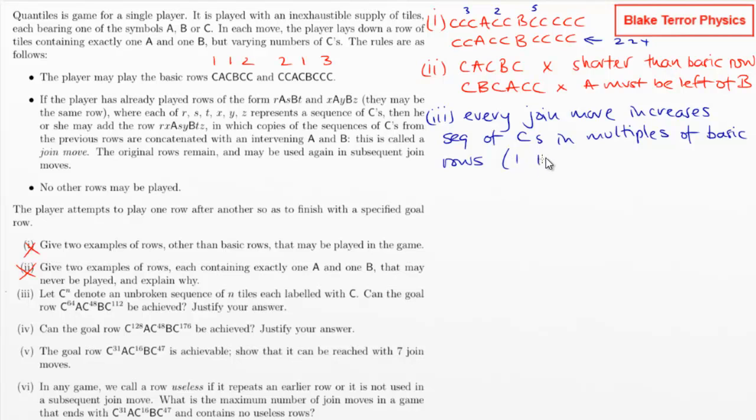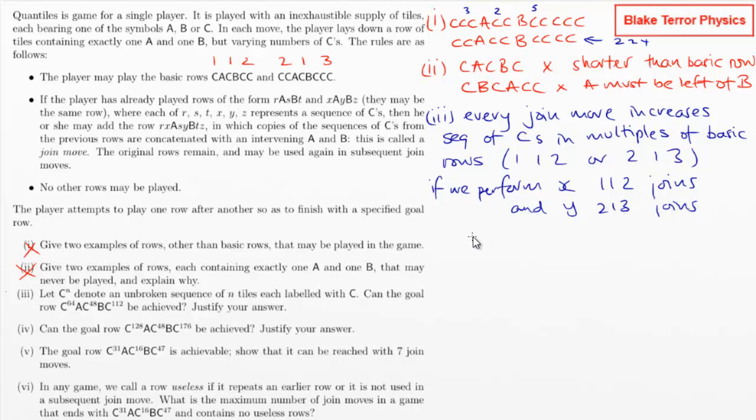So that is 1, 1, 2 or 2, 1, 3. Right, so we're doing a number of those multiples in order to get up to C64, C48, C112. So if we perform, let's say, X 112 joins and Y 213 joins, then we're going to get what we're going to get.